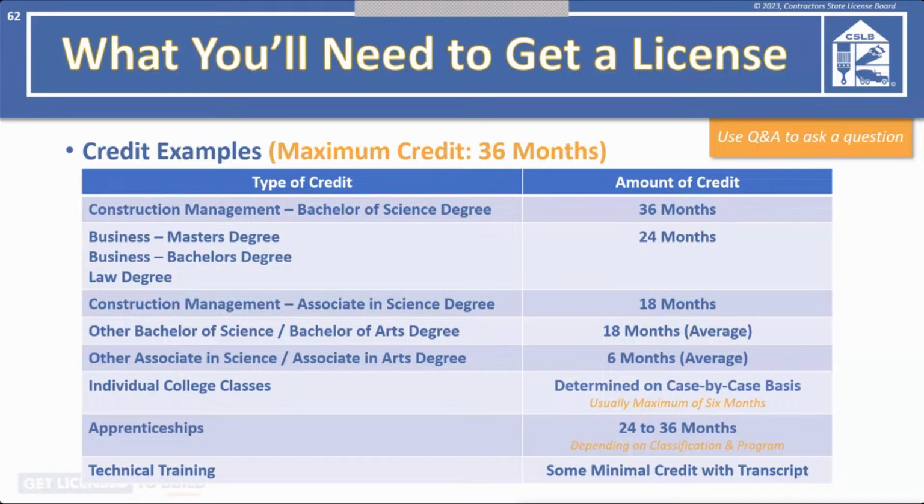So if you send an email in with exactly what you're trying to achieve, the classifications, who you're qualifying for, and everything, they can give you a more definitive answer to that question.